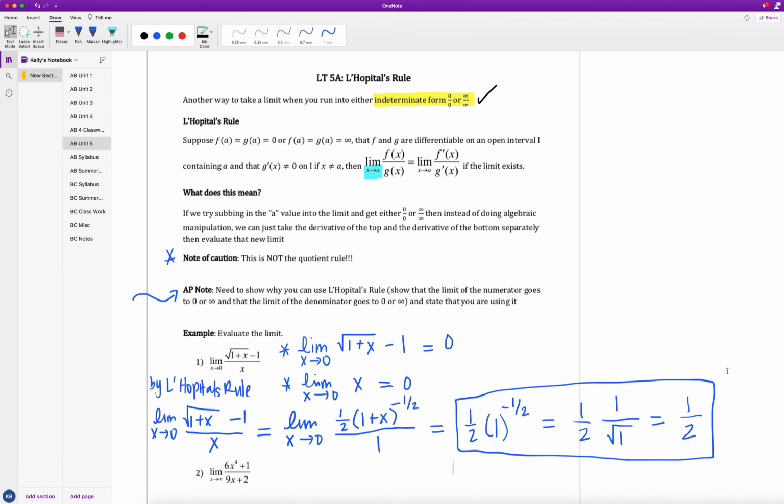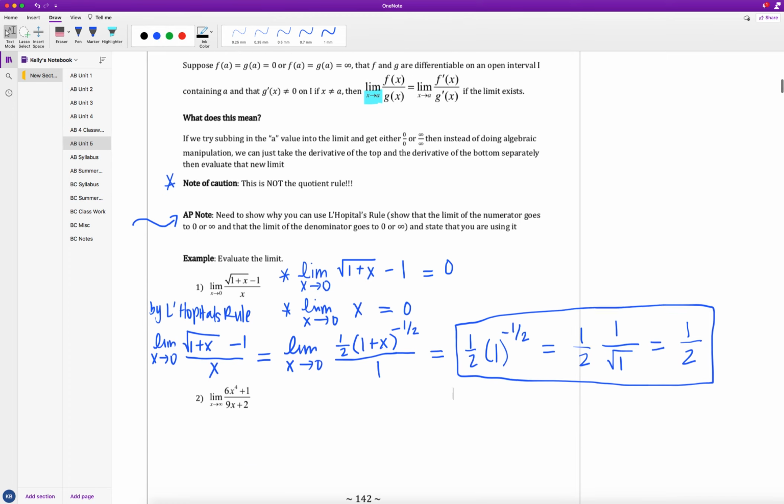So here's our first example of using L'Hopital's rule. We can see it works since I get that 0 over 0 indeterminate form. I never want to write equals 0 over 0 because that limit is not equal to 0 over 0. That's an indeterminate form. Instead, we show that by computing the limit of the numerator going to 0 and the limit of the denominator separately going to 0 as well. Let's look at example 2.